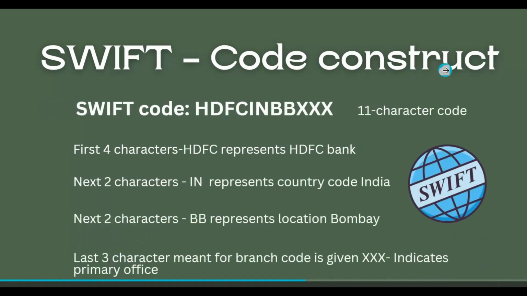Now let's see another example where an 11-character code has been used. HDFC IN BB XXX. Here the first 4 characters, HDFC, represent HDFC Bank. The next two characters, IN, represent the country code India. The next two characters, BB, represent the location Bombay. The last 3 characters are meant for branch code. Here it is given as XXX, which indicates primary office.